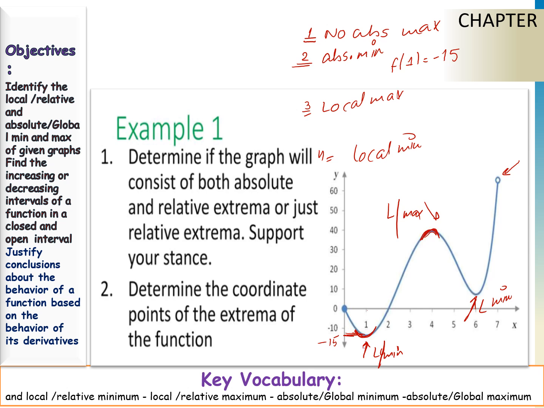Okay, so what is this point? Local minimum, we already found f of 1 equals negative 15. What about this one? This one is f of 6 equals 10. So these are the local minimums and this is the only local maximum. So for the local maximum, go down, the x value is 4 and the y value is 40. So f of 4 equals 40. This is how we find the local maximum and local minimum of the graphs.